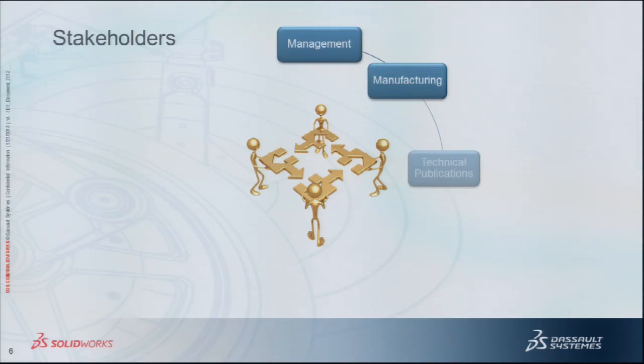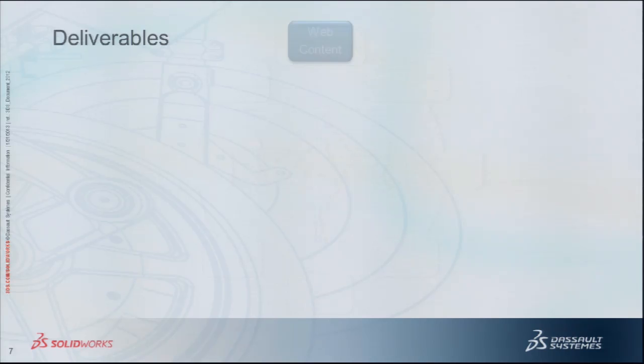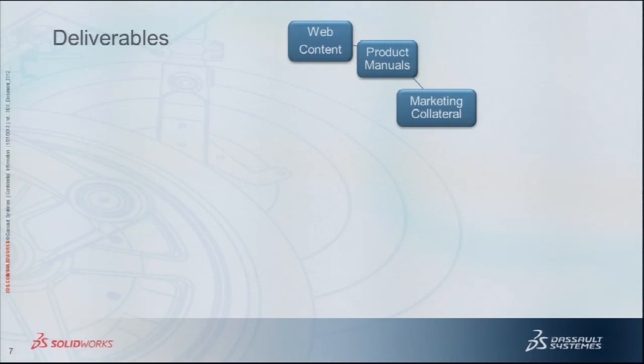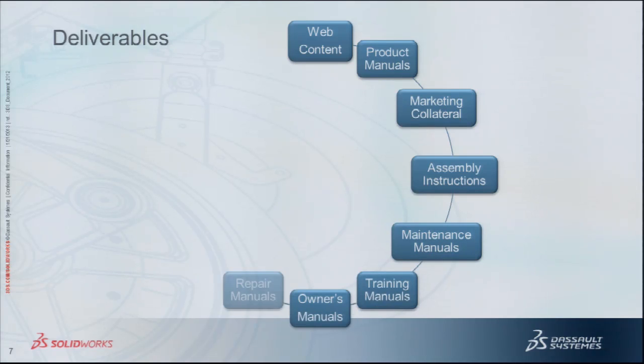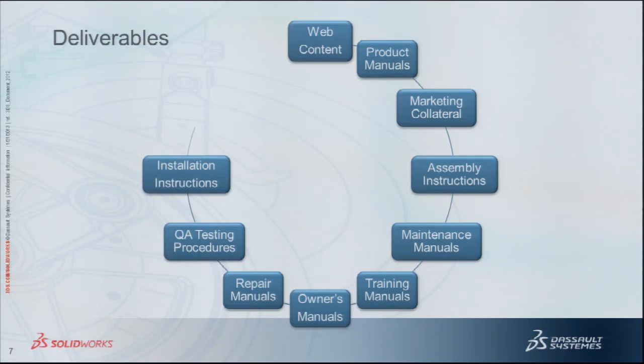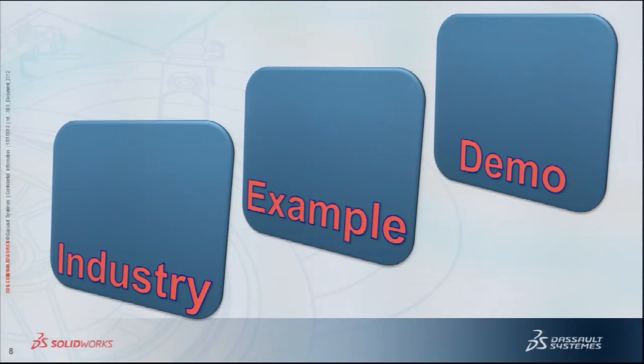The various stakeholders in a given organization all have various needs with respect to that communication. And quite often the deliverables consist of web content, marketing collateral, training manuals, repair manuals, the list goes on and on. All of these have needs for that content. So what we'll do today is have a look at what the industry is typically doing with their 3D CAD data.